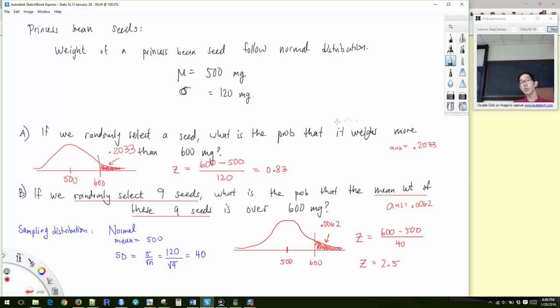So when you're taking one seed at random, it's quite a regular occurrence for that one seed to weigh over 600 milligrams, okay? It's not a big deal. It happens about 20% of the time. 1 in 5 seeds weigh over 600 milligrams, okay? But when we're taking a sample of 9 seeds, for the average of those 9 seeds to be over 600 milligrams, suddenly that's a very strange occurrence. That happens less than 1% of the time, 0.0062, okay?